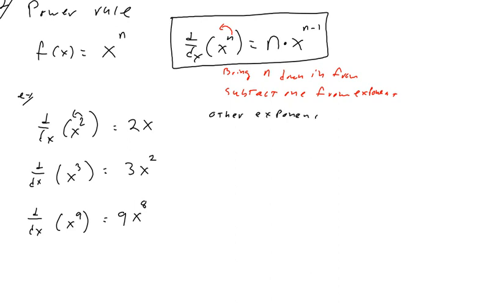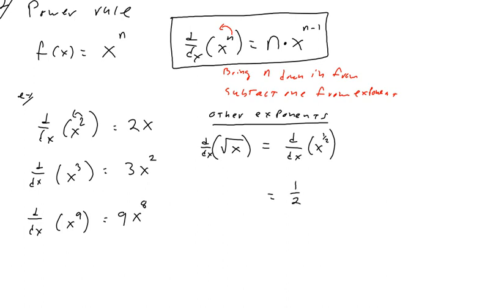It works for any exponent at all. So if I have, for example, the square root of x, what would I do to take the derivative? Well, the square root of x is the same thing as x to the 1/2 power. Square roots are fraction exponents. So if I do the derivative of the square root, I'm going to do the same thing. I'm going to make it 1/2 x to the power of, let's see, 1/2 minus 1 is negative 1/2. So this is 1/2 x to the negative 1/2 power.